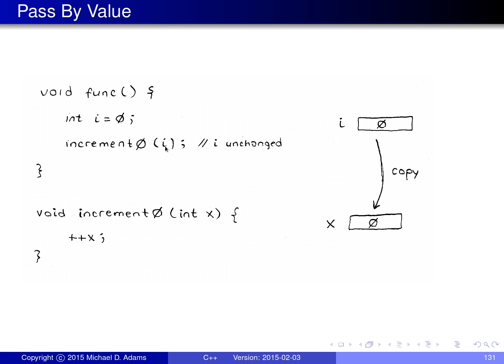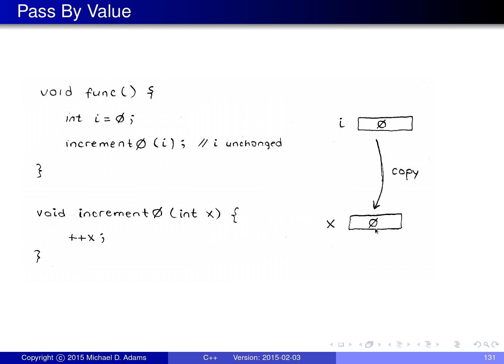Then we proceed to call the function increment 0, and we're passing it I as an argument. Because we're using pass by value, when this function increment 0 is called, a new local variable for this function is created called x. So we create some chunk of memory to hold this variable x.